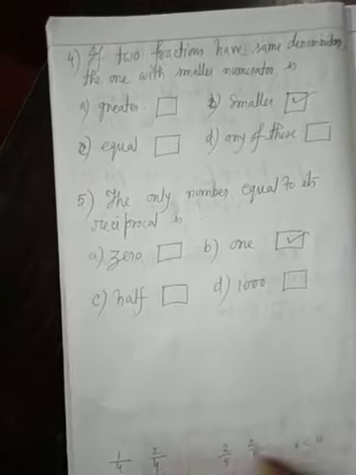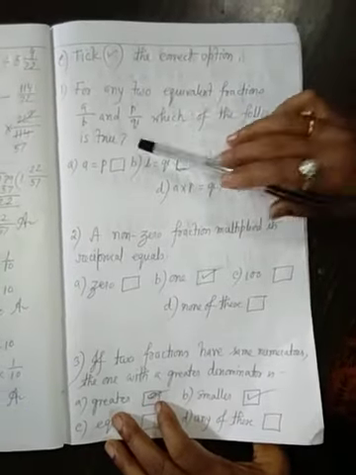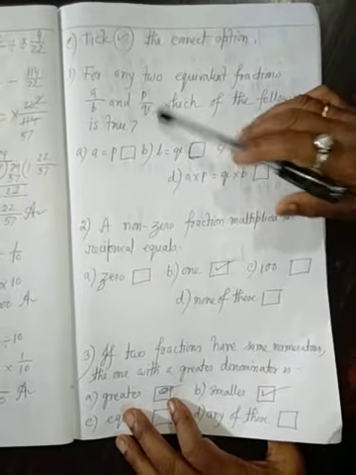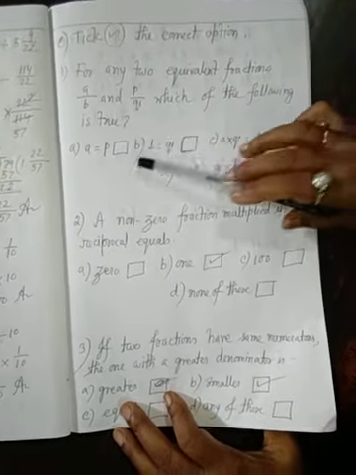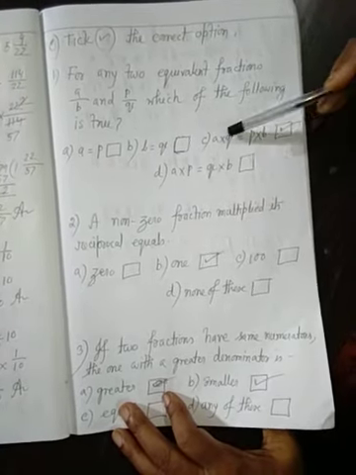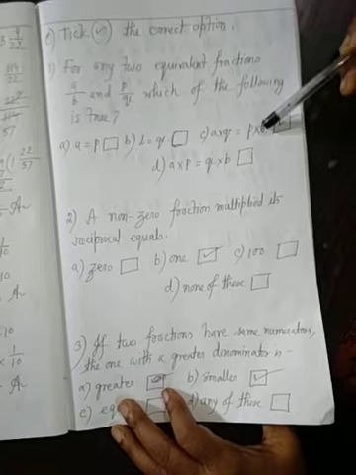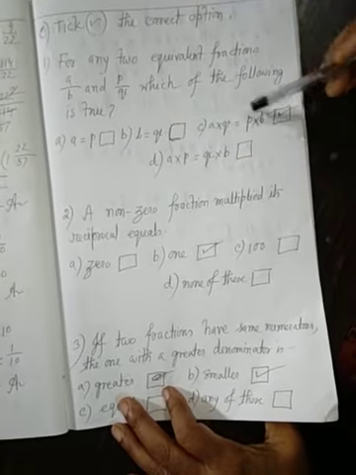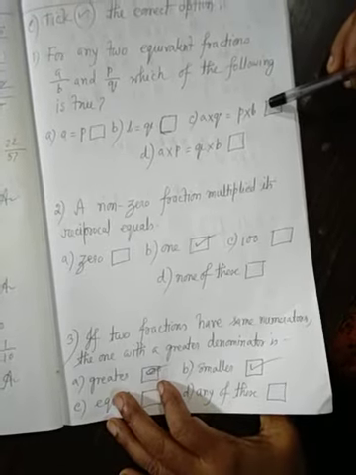Okay. Now I repeat question number C. Pick the correct option. For any two equivalent fractions A by B and P by Q, which of the following is true? A number: A equal to P, B number: B equal to Q, C number: A into Q equal to P into B, D number: A into P equal to Q into B. C number is right.